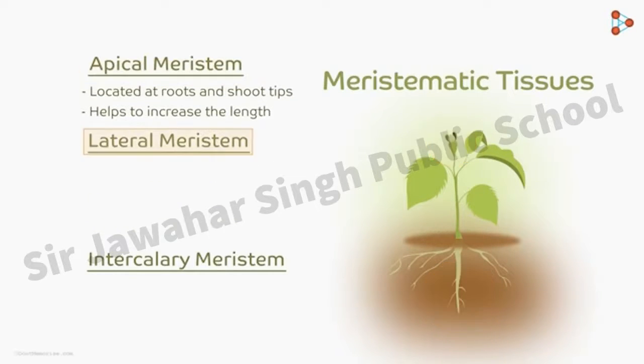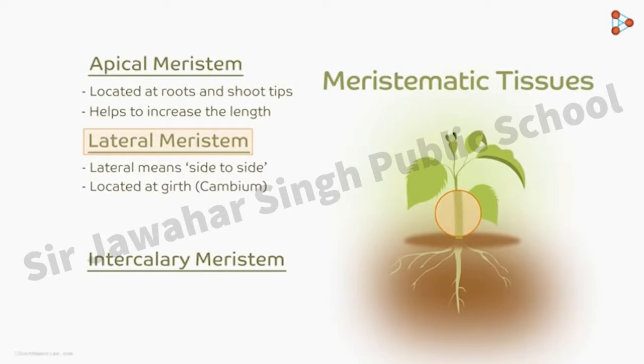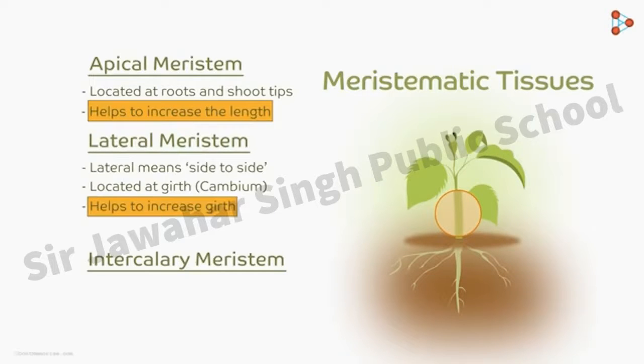What about the second one? Lateral meristem? Do you know where it is found in the plant body? The word lateral means side to side, and this refers to the girth of the plant. The lateral meristematic tissue divides and increases the girth of the plant. Apical increases the length and lateral increases the girth. This girth of the plant is also known as the cambium of the plant.